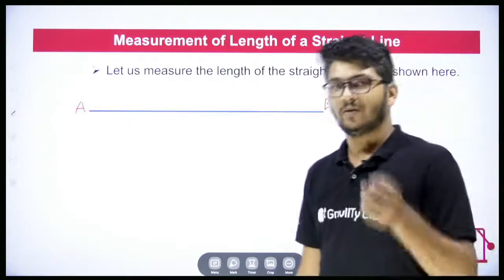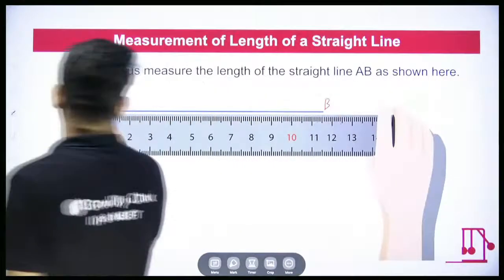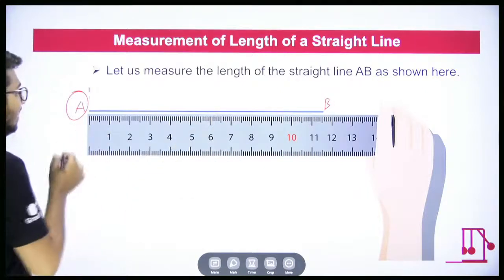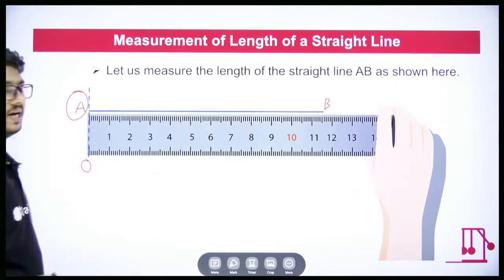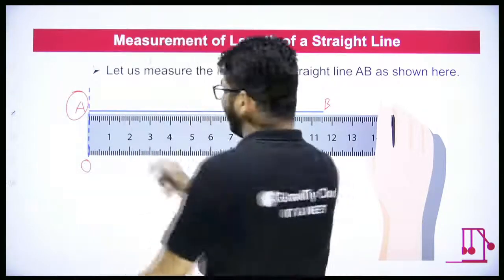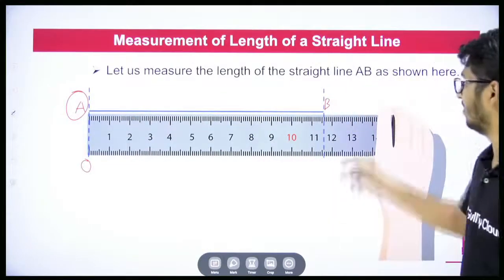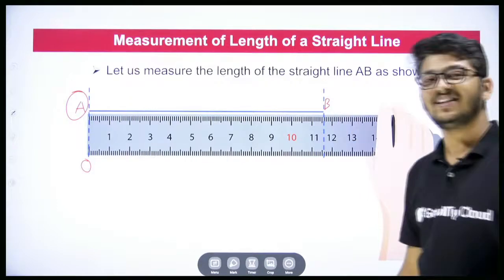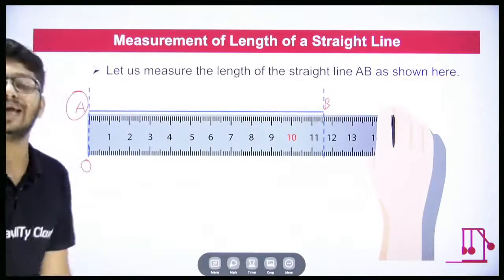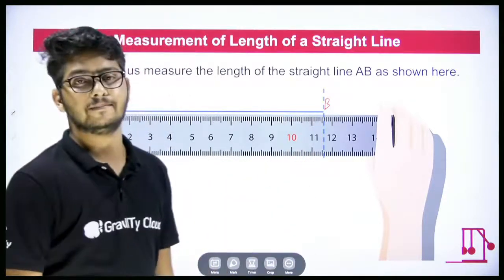First thing is, we have to place the ruler in such a way that one end is A. You can take it as B also, it won't be an issue. One end should coincide with the 0 mark. This blue dotted line will mean it is coinciding. So one end should coincide with the 0 mark and the reading at the other end, whatever reading you get at the other end, that will be the length of the line. So here the reading is 0 and whatever reading you get here.